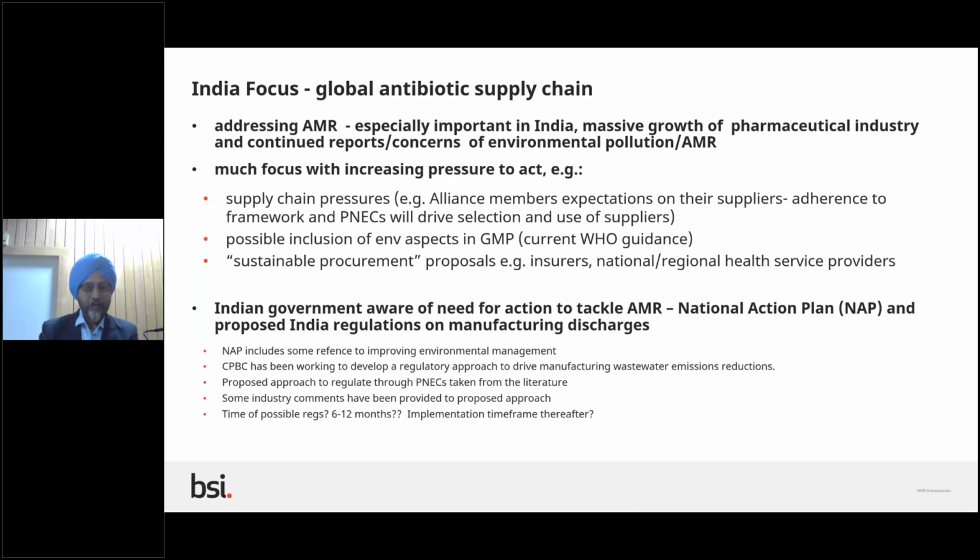So the government of India has taken action steps in that direction. The first one is they have come up with a National Action Plan, and the revised National Action Plan will be out soon, and it talks about environment in the manufacturing area. We will talk about legislation in the next slides, but in 2020, the CPCB came up with a draft environment standard. And I believe it was largely caused by many reports in the global media as well as national media about the antibiotic pollution in and around Hyderabad.